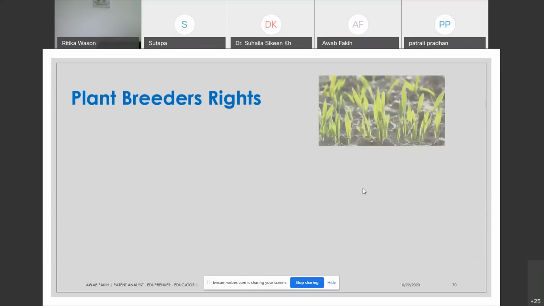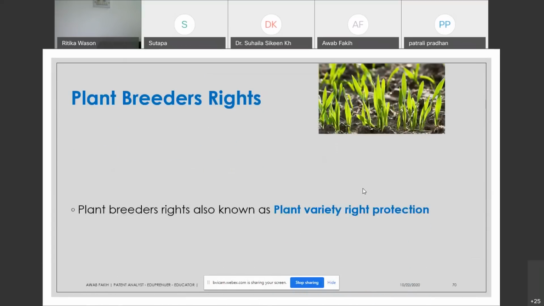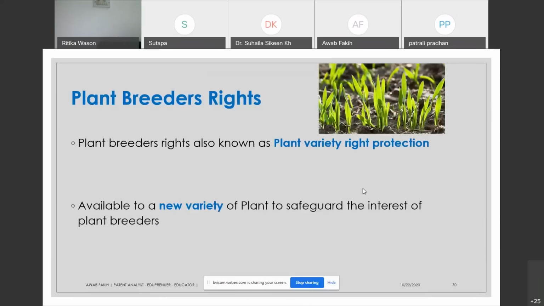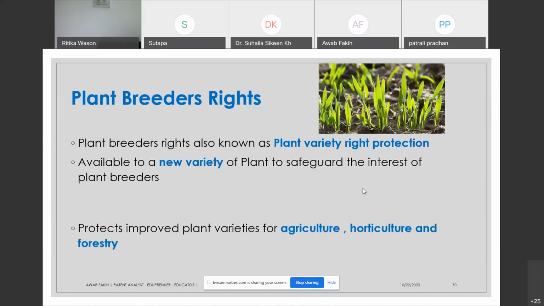Let's go, because that's a very generic topic. So let's go for the next one, that's plant breeders' rights. That's the reason I have not kept any question for it. Let's go for plant breeders' rights.